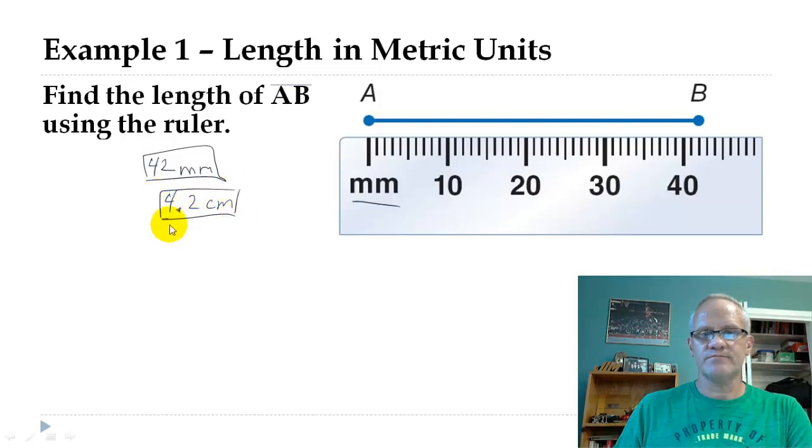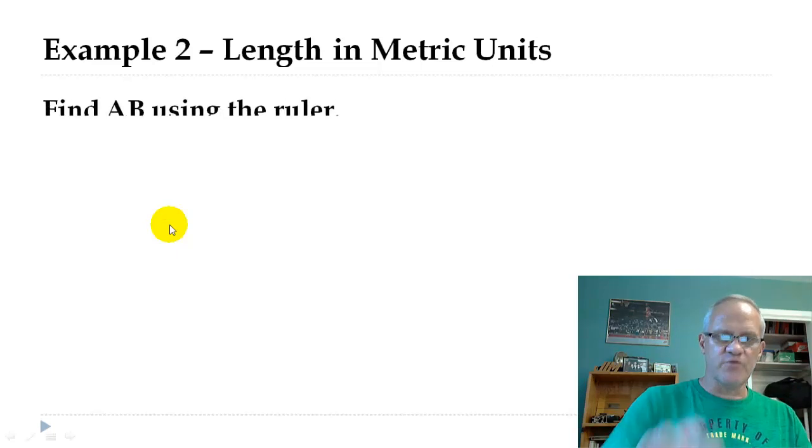That'd be a fun way to do it. But that's a little extra. Okay, moving on. Number 2.